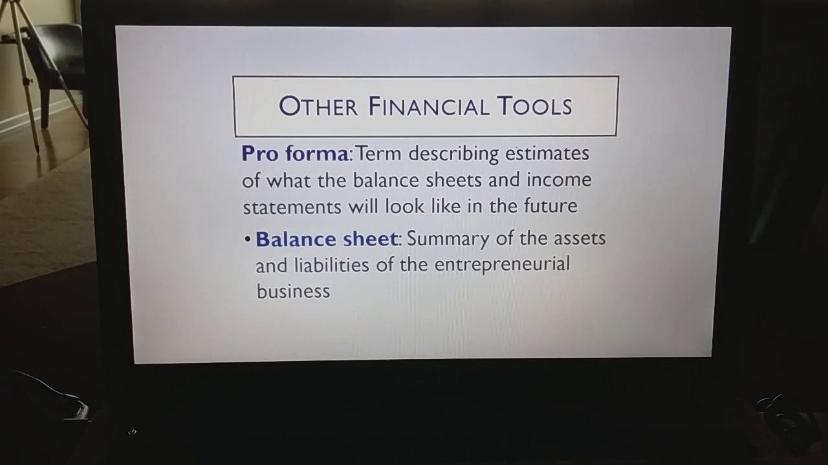So there's also other financial tools that we use. And again, I'm sure you've talked about a lot of these in your accounting classes. We can talk about them again a little bit here. This is probably, in many ways, a bit of a review for you. Pro forma describes the estimates of what the balance sheets and income statements will look like in the future. So going forward in the next 2 years, this is how we predict the business is going to work.